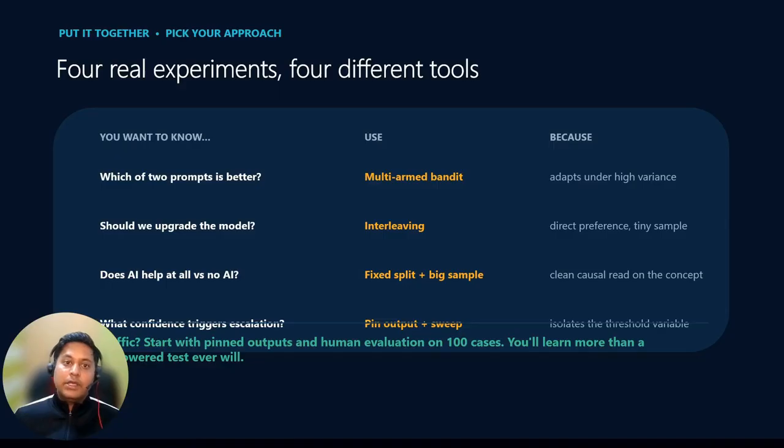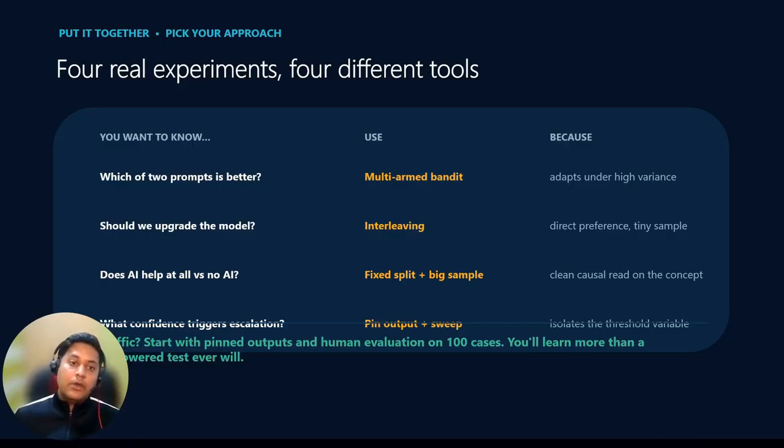And question three: does adding AI help at all versus no AI? Here you do want the classic fixed split with a big sample, okay? Because this is a genuinely causal question about the concept itself, and you want the clean, boring, defensible answer. Yes, it costs you 3 to 5 times the traffic, right? That's the price of a real answer to a big question.